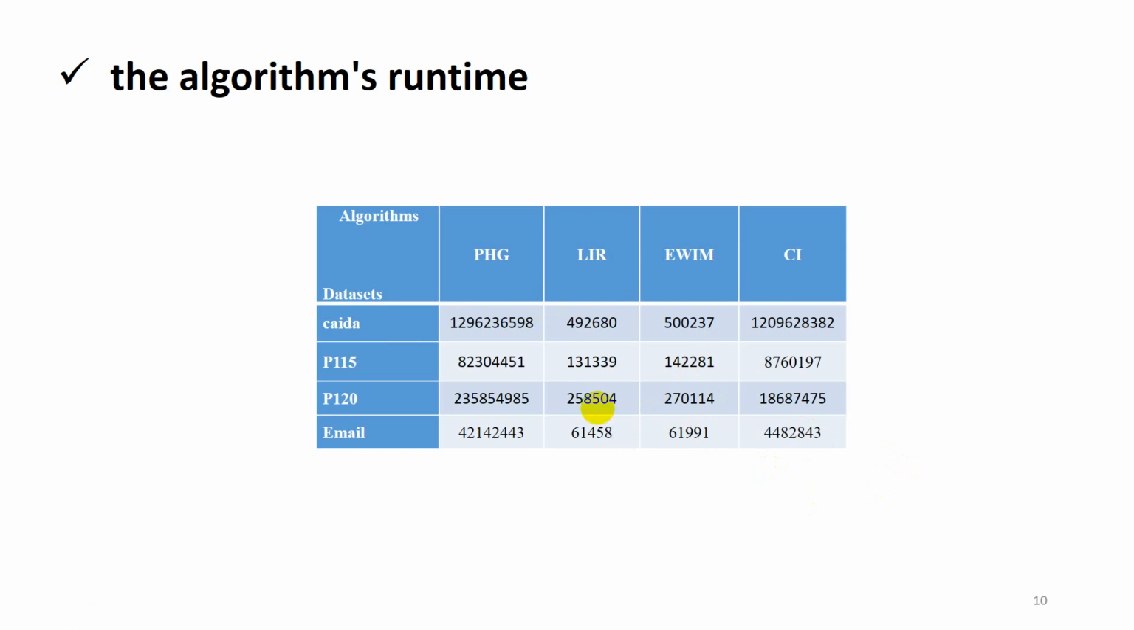Although the execution time of the LIR algorithm is lower than the proposed EWIM algorithm, LIR exhibited a very low spread of influence according to the analysis of the spread of influence and its graphs. Therefore, it isn't an optimal algorithm.